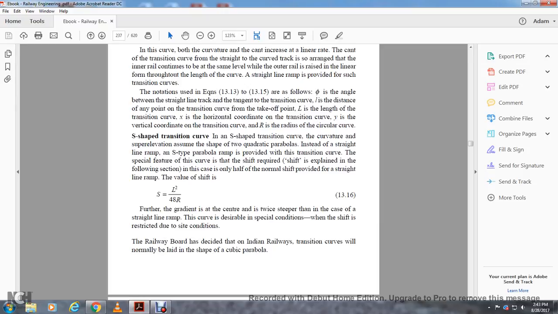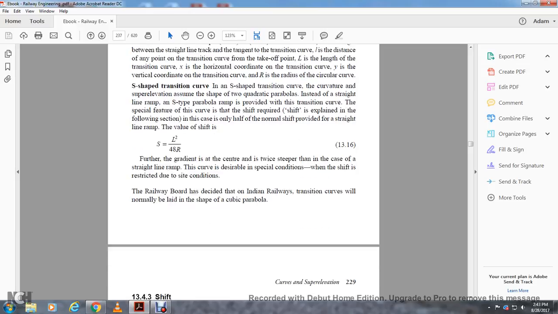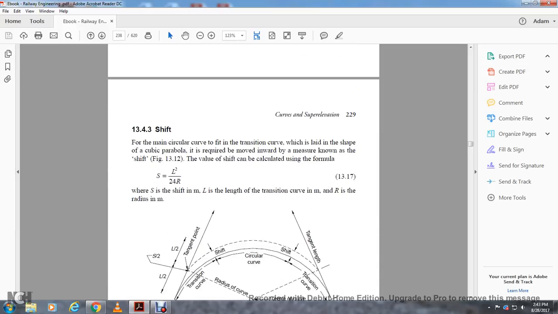The curve desired with the special condition for the shift is restricted due to the side condition. The Railway Board has decided that on Indian Railways, transition curves will normally be laid in the shape of a cubic parabola. 3.4.3 The shift. The main circular curve and the transition will be laid in the shape of the cubic parabola, required for the move of the inward measure normally known as the shift. The value of the shift is calculated using the formula S equals L squared divided by 24R.